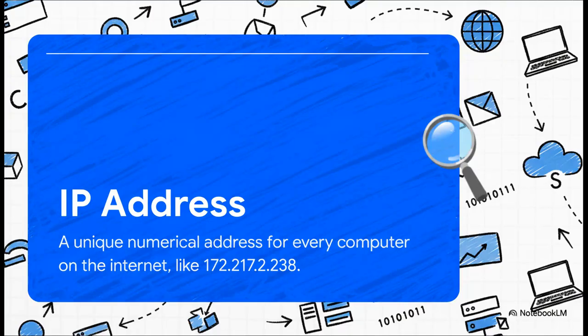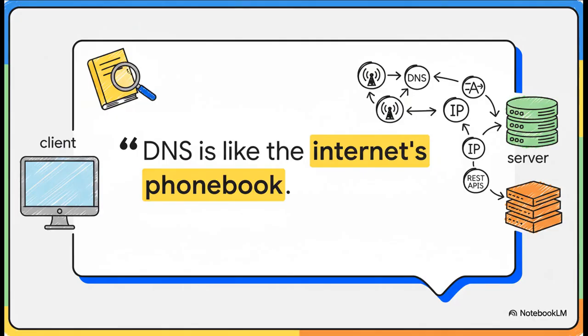Well, every single device online has its own unique address. It's called an IP address. It's literally like a street address for a house, a very specific location. But let's be real, who's going to remember a string of numbers like 172.217.2.238? Nobody, that's who. It's just not practical. And that's exactly why we have this amazing thing called DNS, which stands for Domain Name System. And this quote here nails it. The absolute best way to think about DNS is as a massive public phone book for the entire internet.